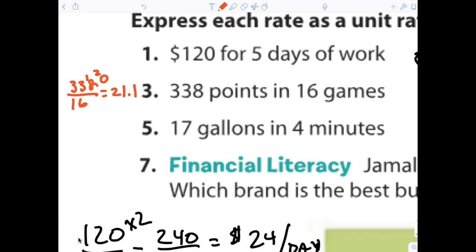Is everybody with me? So now, she's correct. We would say 21.1 points per game. Now, if you ever watch any sports statistics, sometimes they have these numbers, right? 21.1 ppg. That just means fancy for points per game. Does anybody have any issues with that?